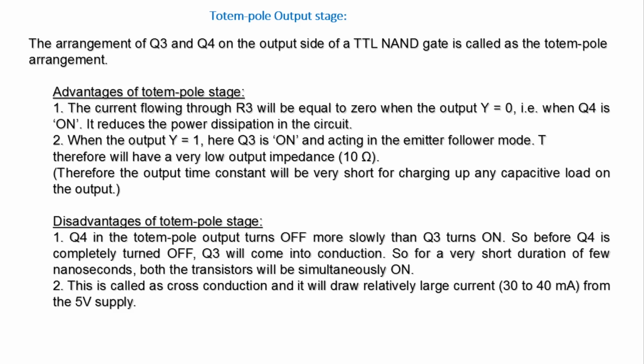So for a very short duration, a few nanoseconds, both transistors will be simultaneously on. This is called cross conduction, and it will draw a relatively large current, 30 to 40 milliampere, from the 5 volt supply. So these were the advantages and disadvantages of the totem pole output stage.